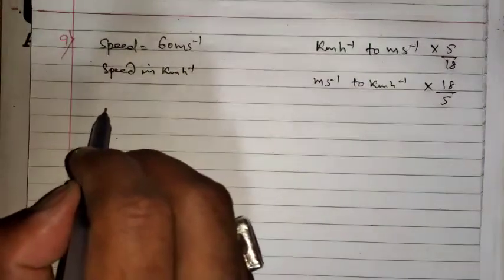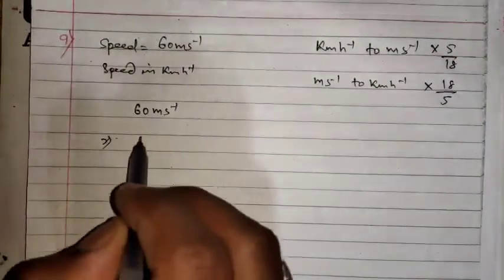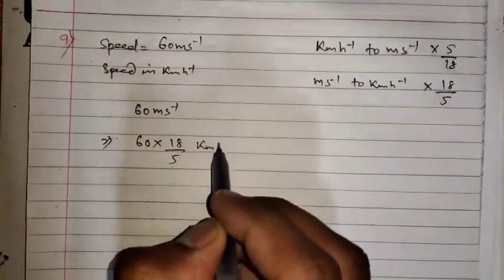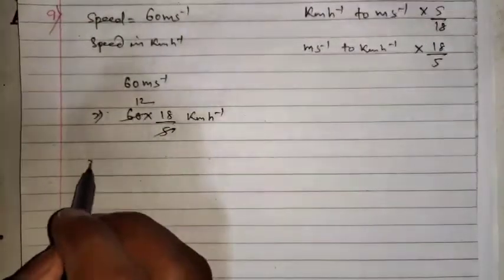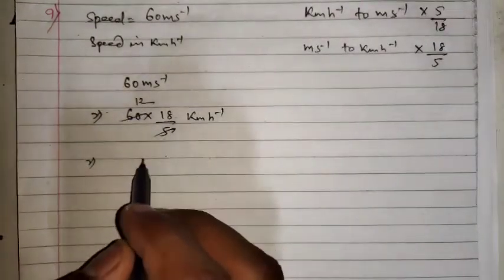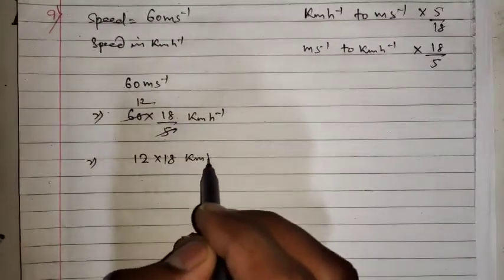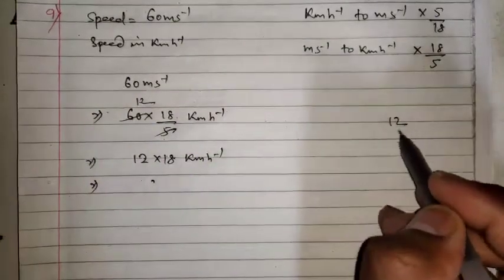Now speed is given 60 meter per second. In the next step we will write 60 into 18 by 5. It will be converted into kilometer per hour. 5 12s are 60. Then 12 8s are 96. We will multiply 12 into 18. This much will be kilometer per hour. 12 8s are 96. Let us multiply.